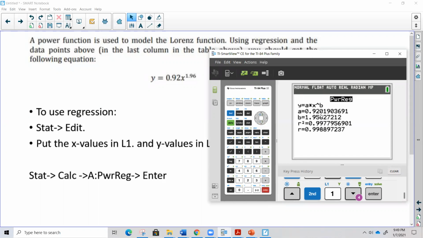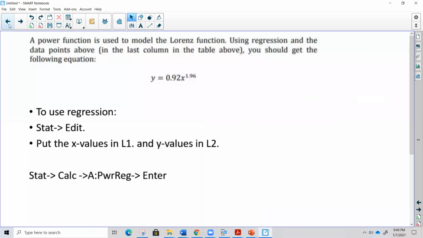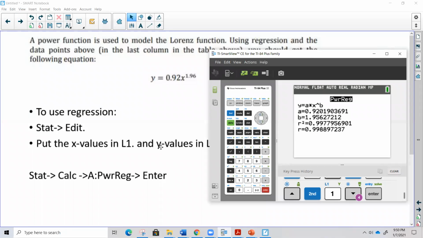And then here it gives you your A and your B. And then this is the general equation for a power function. So a power function is AX to the B. And you want to plug in numbers for A and B. So A, they rounded to 2 decimal places, is 0.92. And B is 1.96. And that's how we get this. Y equals 0.92x to the 1.96. So you're going to do that for 2 other years. You're going to come up with the table and then come up with the equation using your calculator.